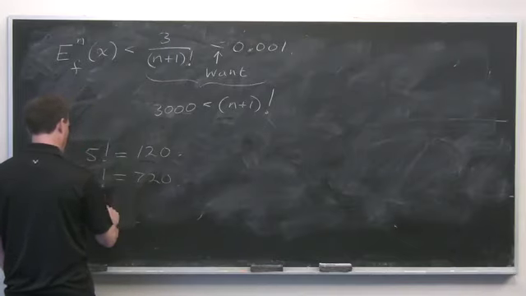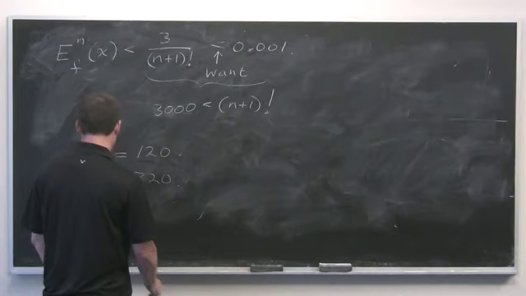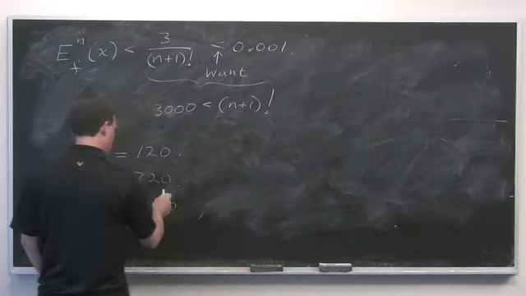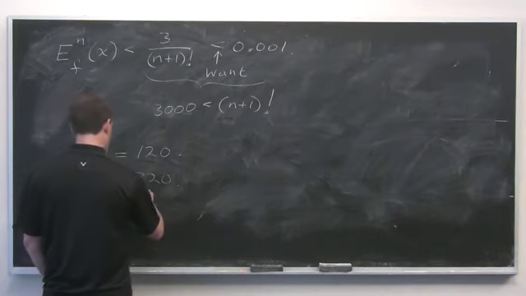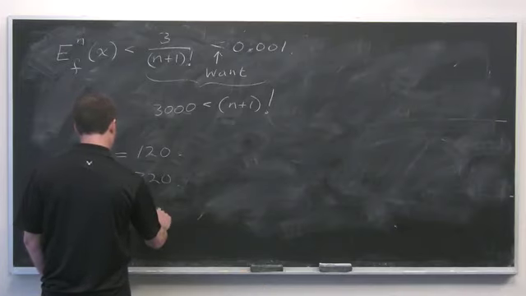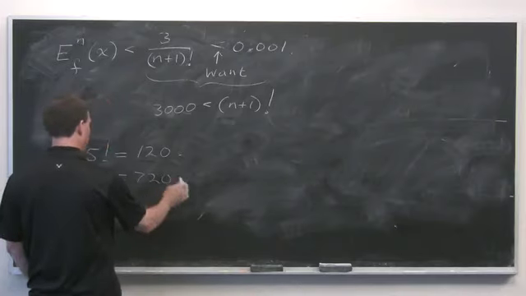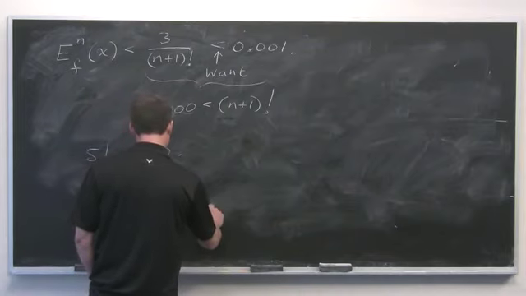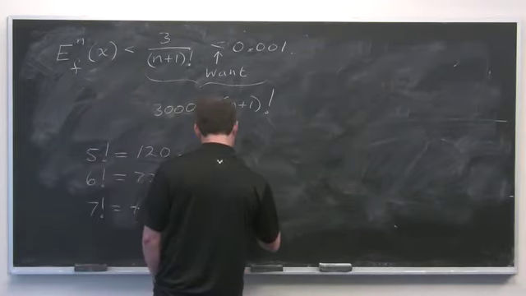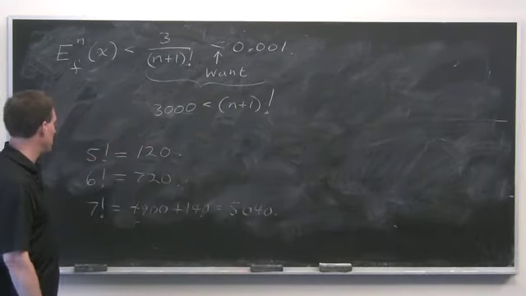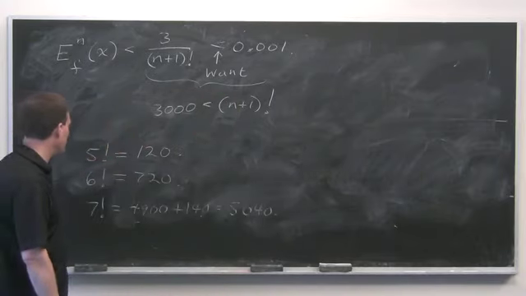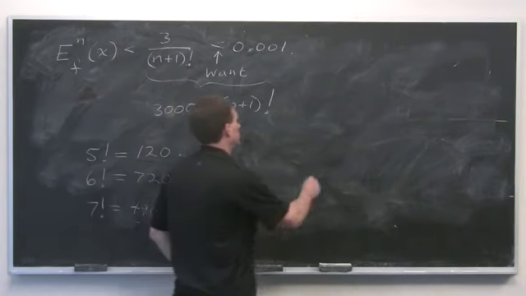7 factorial is 7 times 6 factorial. So 7 times this, you get 4,900, right? 7 times 7 is 49. So you get 4,900 plus 140, so you get 5,040. Well, 5,040 is bigger than 3,000, and it's the first time this happens. So we need for this to be 7 factorial, which would mean n is 6.